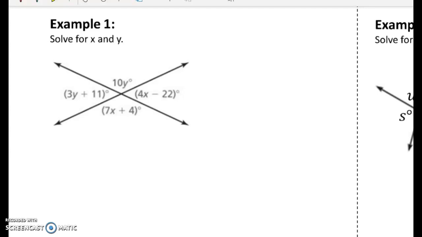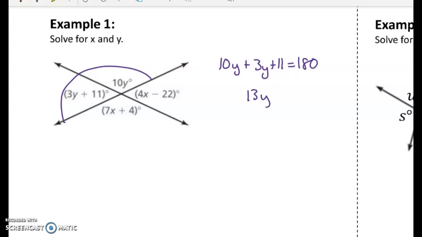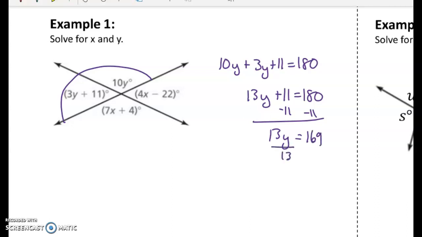So what will help me is if you look right here, these two angles are both y and they form a linear pair because they make a line. So those two angles form a linear pair, which means the two angles add together to equal 180 degrees. So that's 13y plus 11 equals 180. So now we're going to subtract the 11. This is just solving like we've done a million times in algebra, so no big deal. All right, 180 minus 11 is 169. And divide by 13, and I get y equals 13.